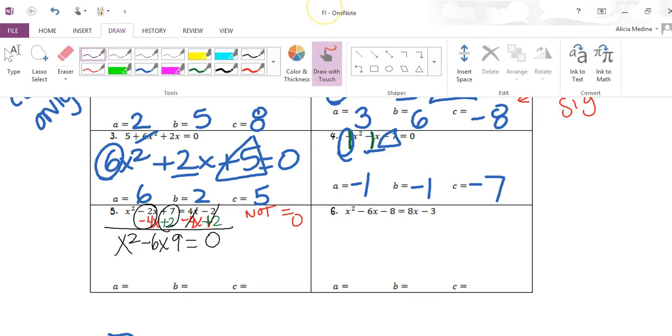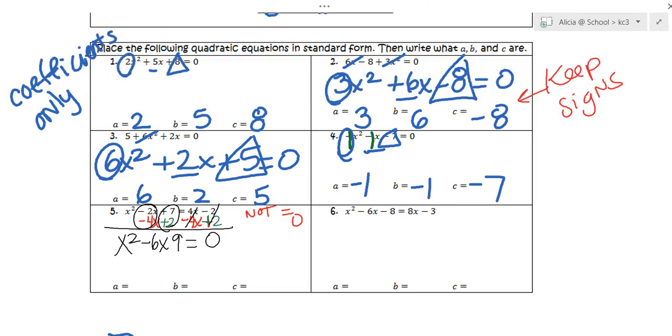All right, now I can go ahead and identify my A, B, and C. So A is whatever's in front of the x squared, which is a 1. B is whatever's in front of the x, negative 6. And C is whatever is in front of there, and I forgot my positive sign, so it should be a plus sign.